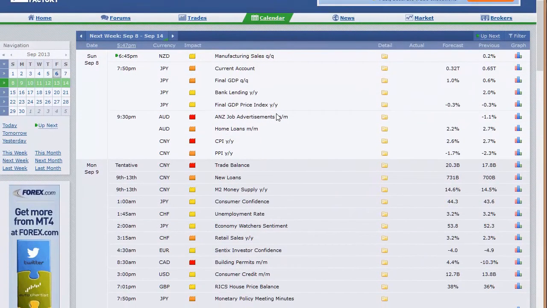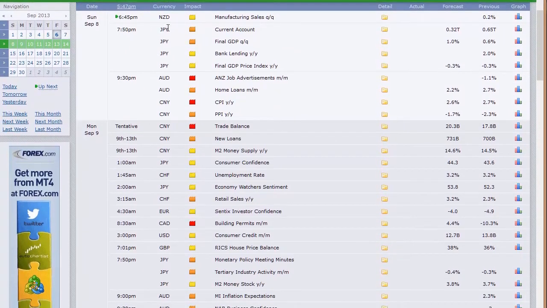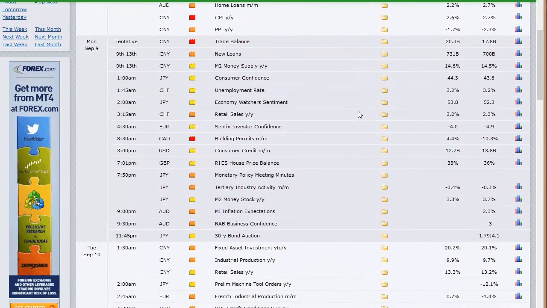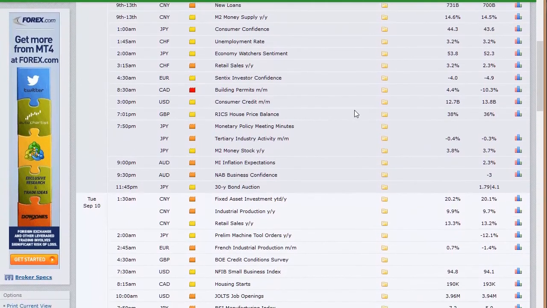So again, let's start that over. Sunday, New Zealand manufacturing sales, Japan current account, final GDP, and bank lending, home loans out of Australia, China's CPI, PPI, trade balance, new loans, and M2 money supply. They sure roll that out all at once, don't they?